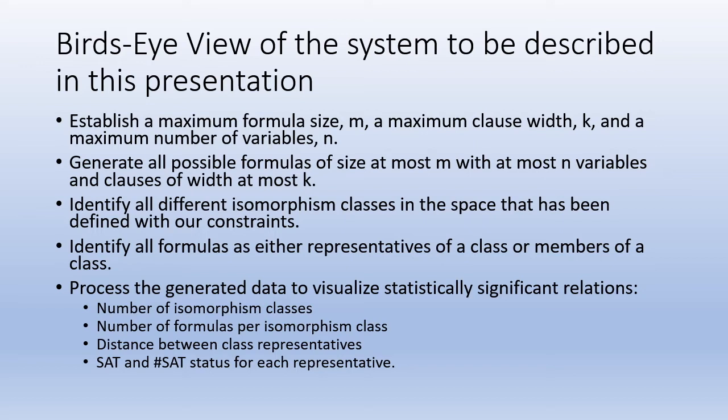For example, the number of isomorphism classes in this space, the number of formulas per isomorphism class, the distance between class representatives, or the SAT and sharp SAT status of each representative.